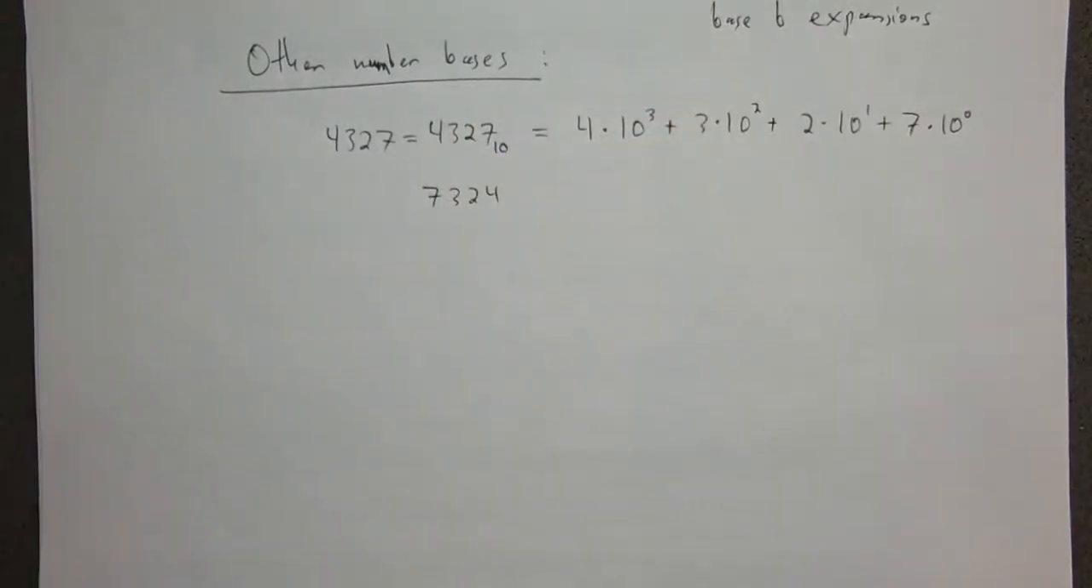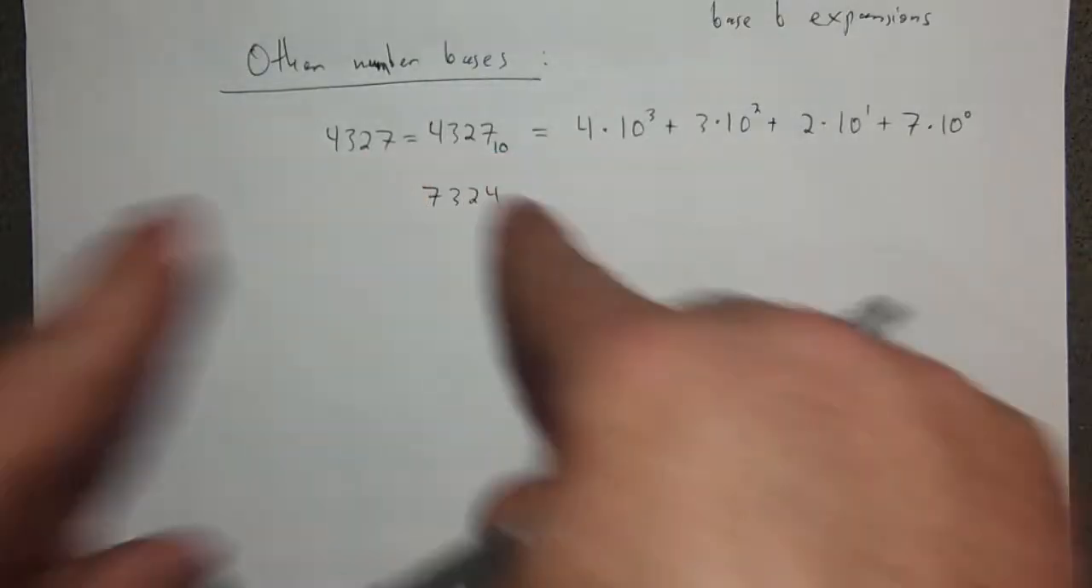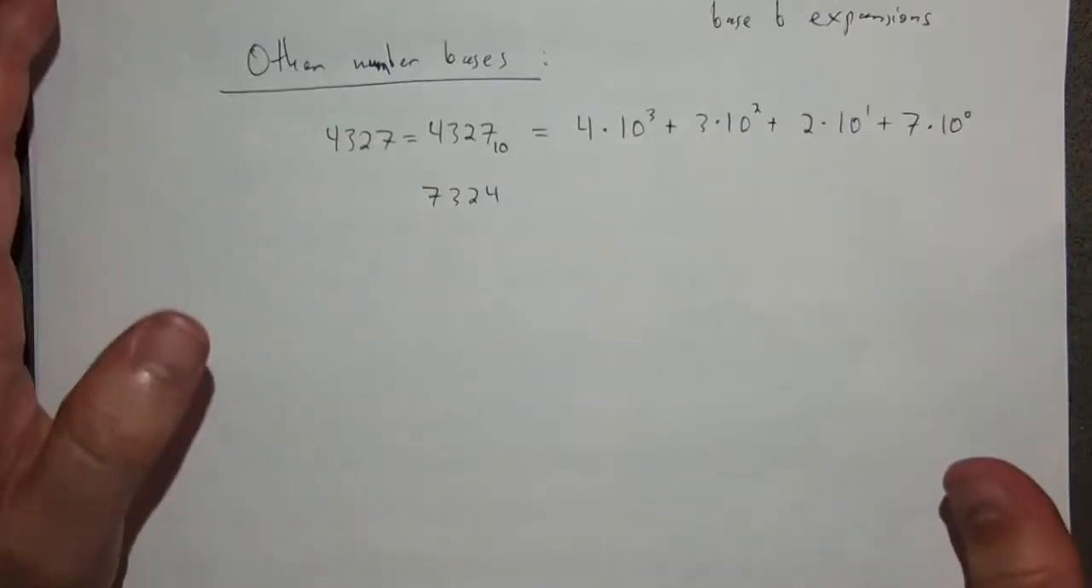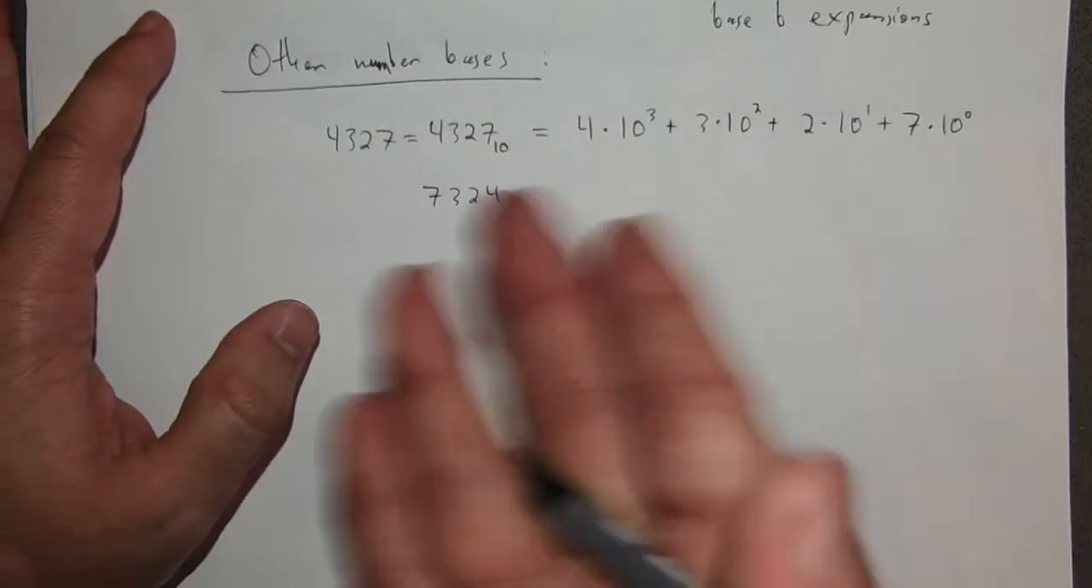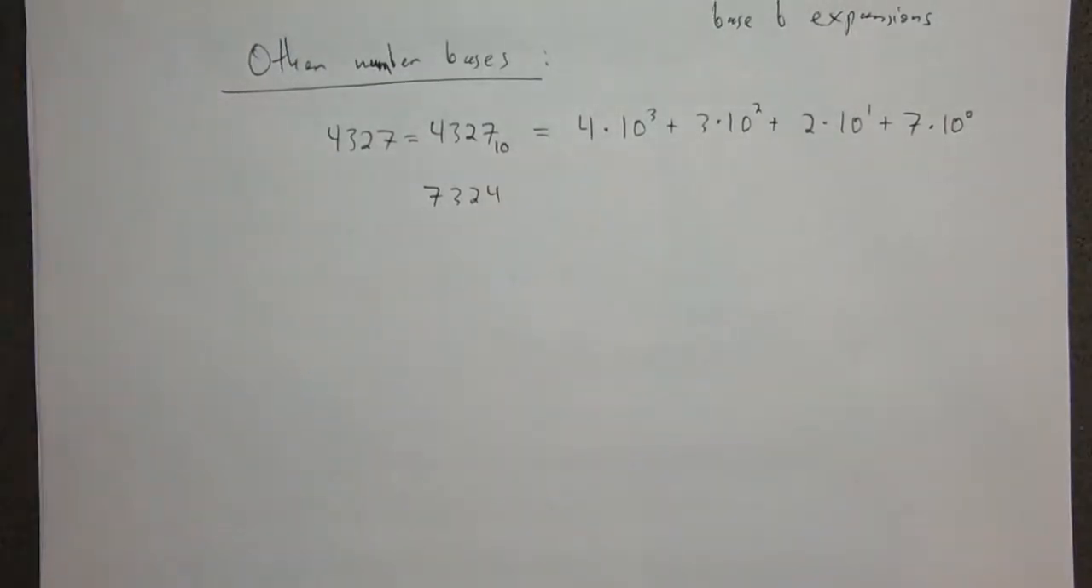And of course, to avoid being really annoying, technically we could write an unending line of zeros on both sides of this thing, but of course we don't do that. We suppress that. And so here's the base 10 expansion for this number. But of course I can use other number bases.